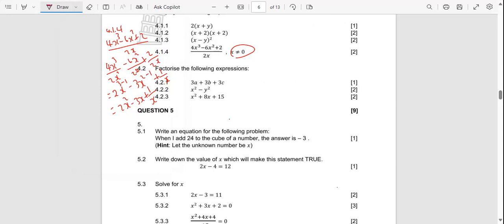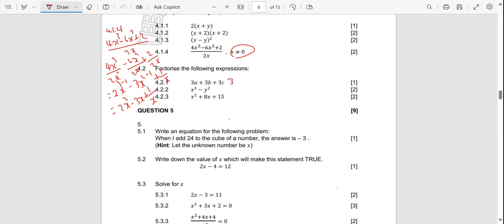Here we factorize by taking out the common factor. So what's the common factor here? We've talked about this in our previous lesson: the common factor is a number that goes into all terms and leaves no remainder. If it is a variable, it must be in the first term, second term, and third term. We find that 3 goes into here, here, and here. The common factor is 3.